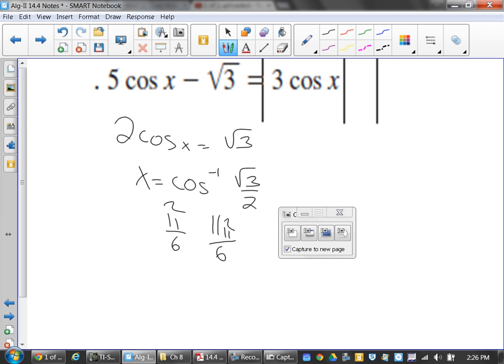I took the 3 cosine x from the right side, and I subtracted over, and I added the root 3. See it now? If you treat it the same idea as you would 5x minus root 3 equals 3x, move that, move that, move that.